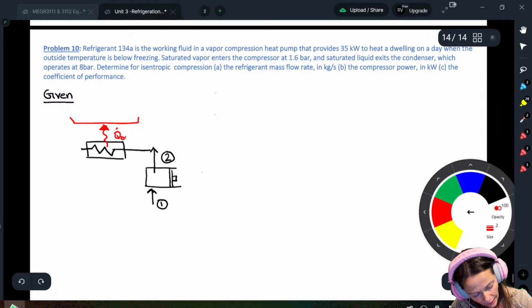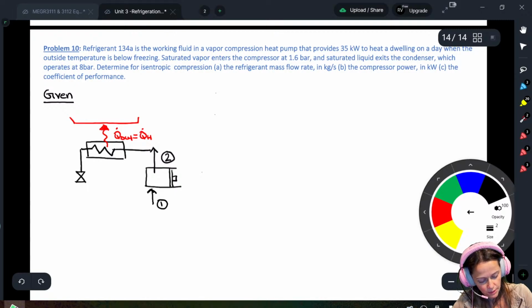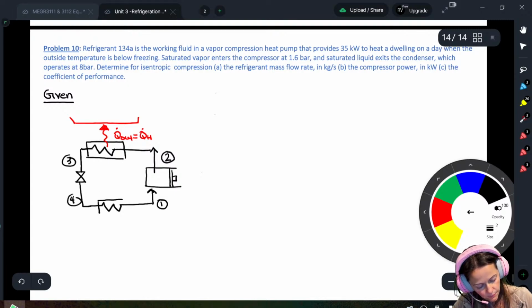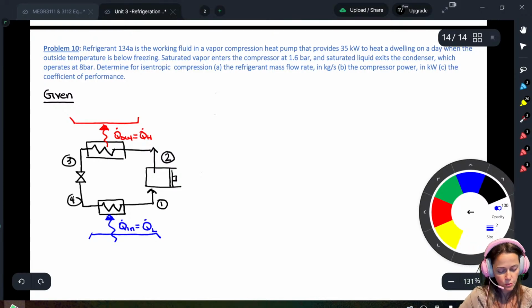So this is Q_out or Q_H. And then you've got your expansion process down to lower pressure. So this is 3, this is 4. And then you've got a constant pressure heat addition process from your low temperature reservoir. So this would be a Q_in, or you could call this Q_L because it's referring to the low temperature reservoir.